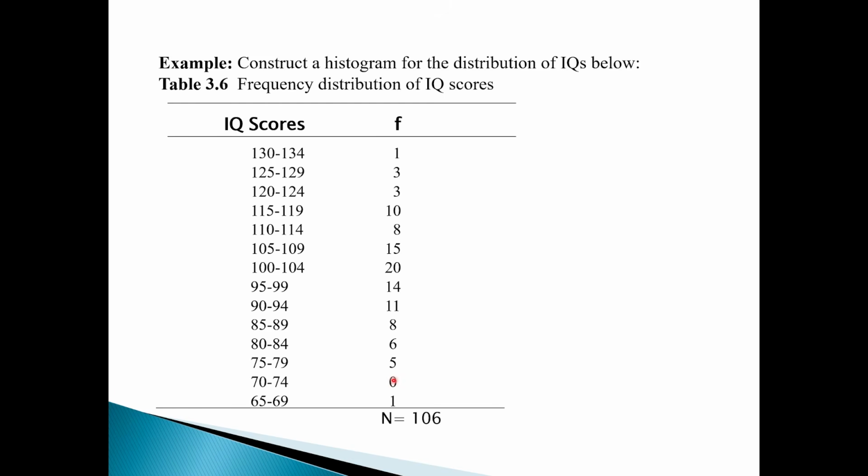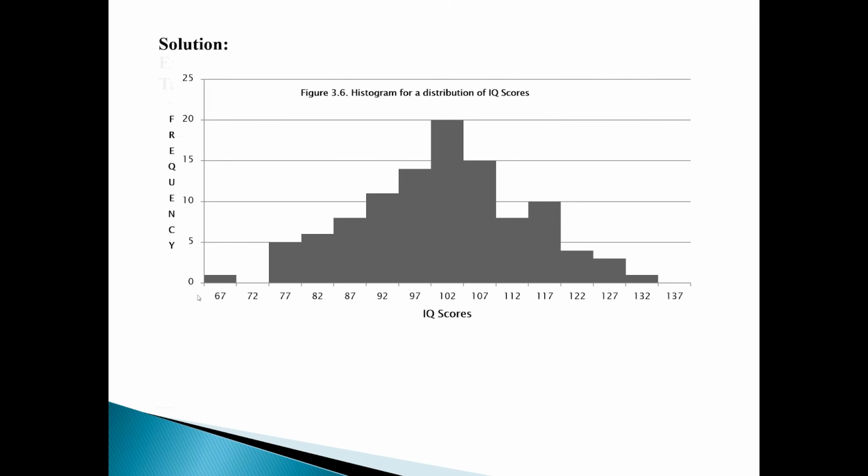70 to 74 should be 0. If you look closely, for 65 to 69, the class mark is 67, right? The frequency should be equal to 1. Okay? It's 1. Okay? 70 to 74, the class mark is 72. What's the frequency? It's 0. So there's nothing there. Okay? So again, you do that for each category.